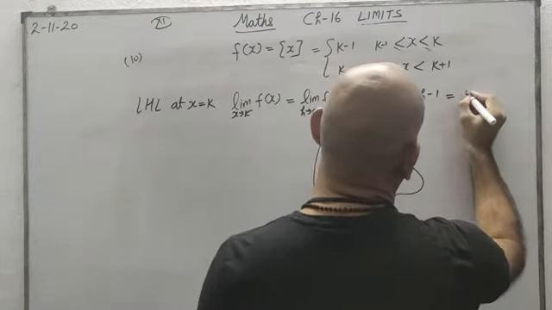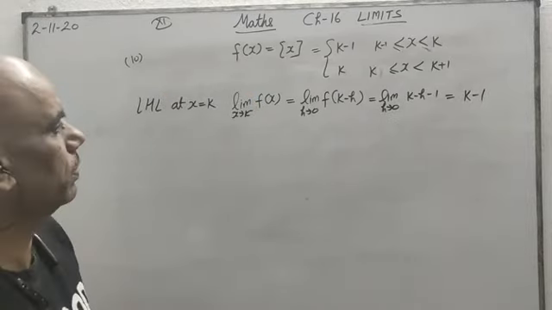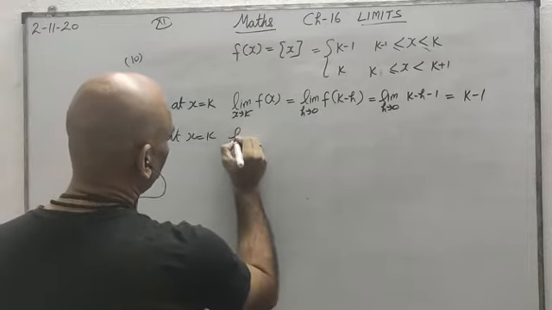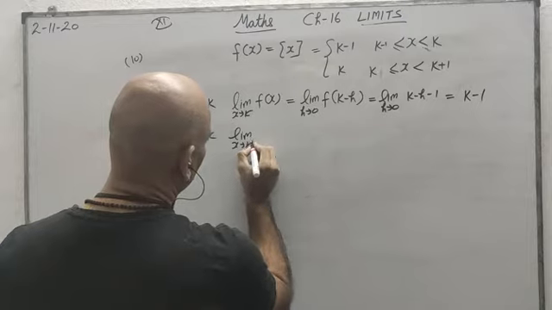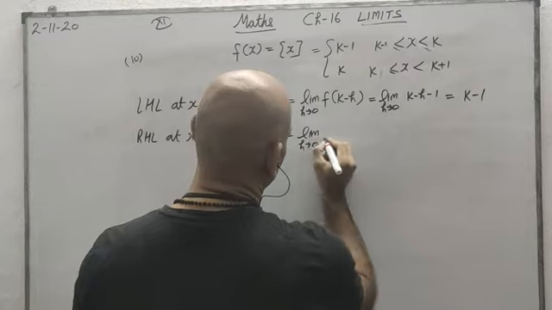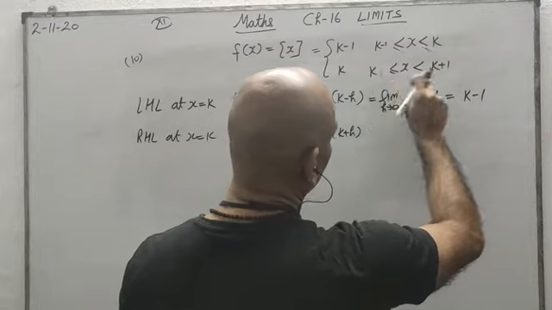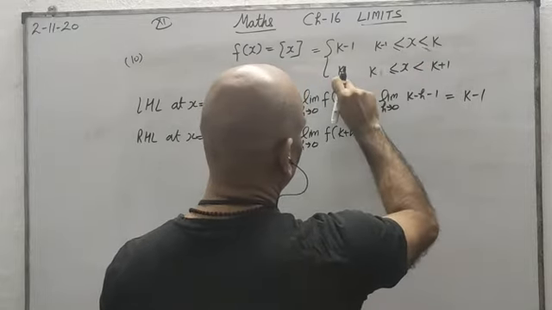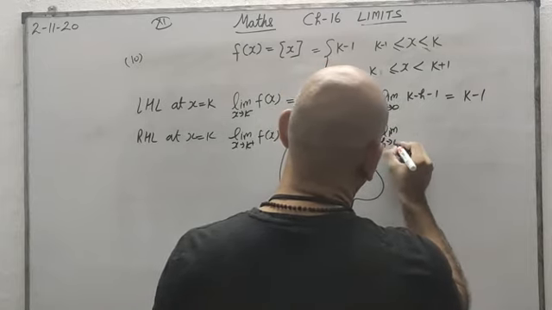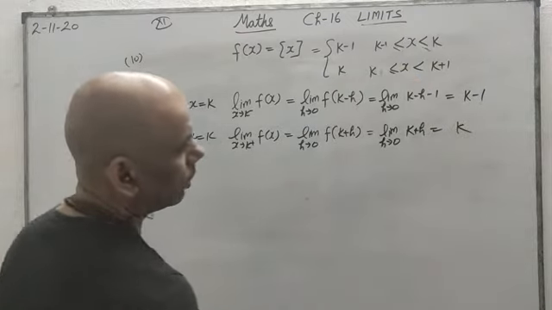So the value of the function will be k minus 1. Similarly, in RHL, at x is equal to k, limit x tends to k positive, f(x), limit h tends to 0, f(k plus h). Now when it is more than k, it will lie here. So in this function, in place of k, substitute k plus h, limit h tends to 0, it is k plus h. At putting h equal to 0, I got the value k.